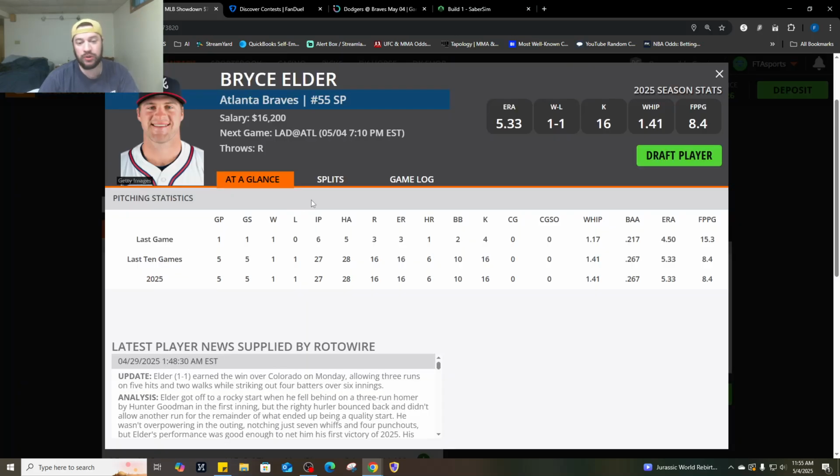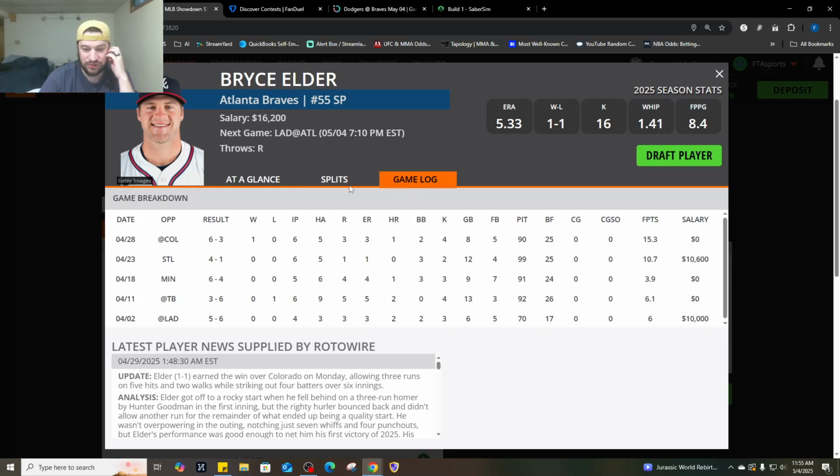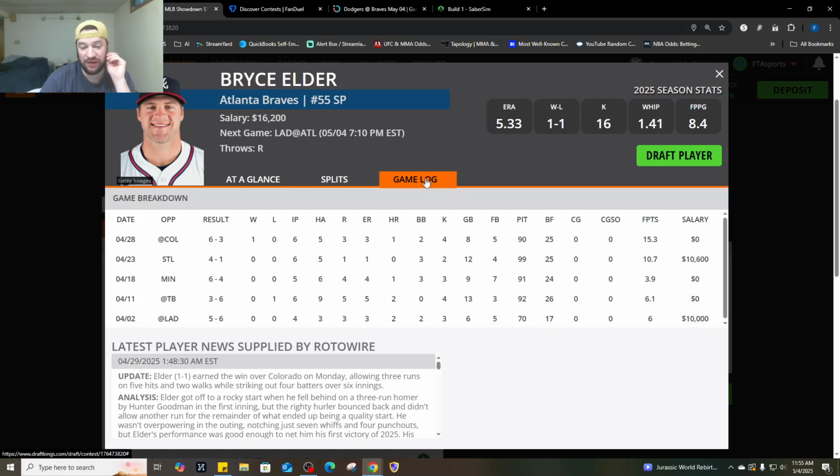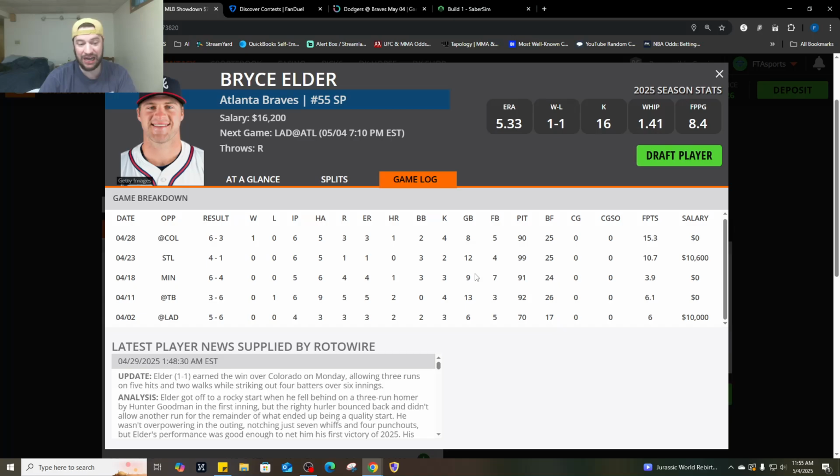So we look at Bryce Elder, 5.33 ERA. It is up there, 1-1 record, 16 strikeouts. 16 strikeouts in 5 starts is not ideal. He did face the Dodgers, 1 game, only lasted 4 innings, 3 earned runs, 3 strikeouts, 6.75 ERA. Not ideal. That was the game after the game that Dustin May pitched in.